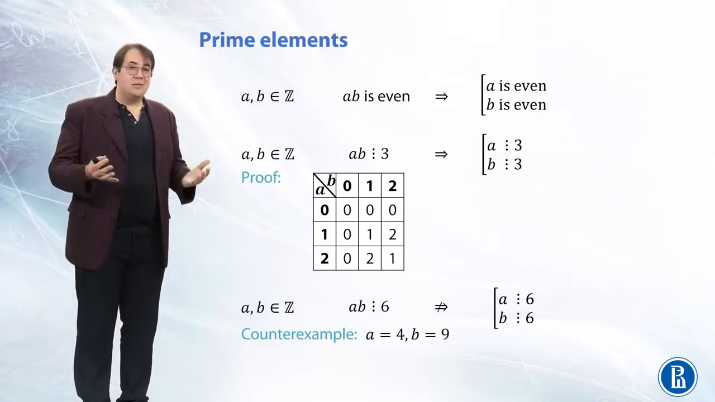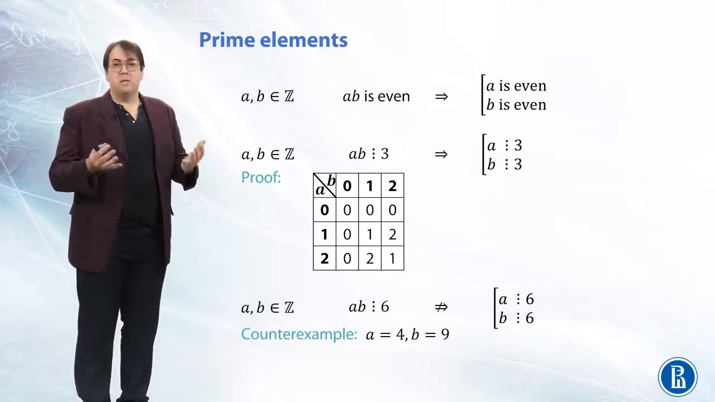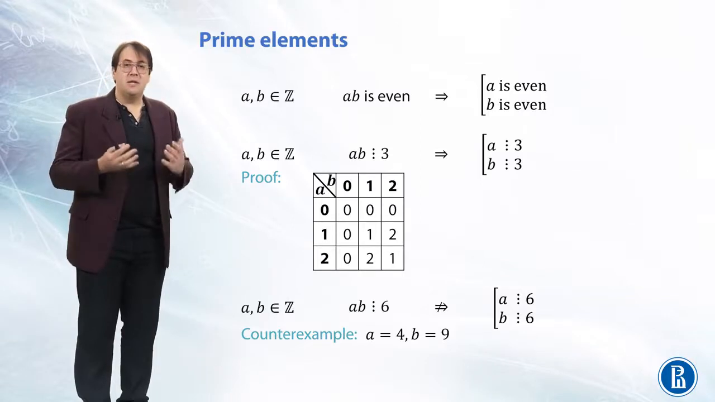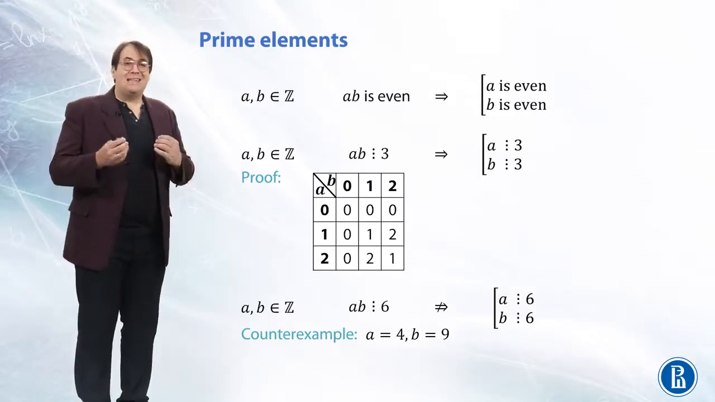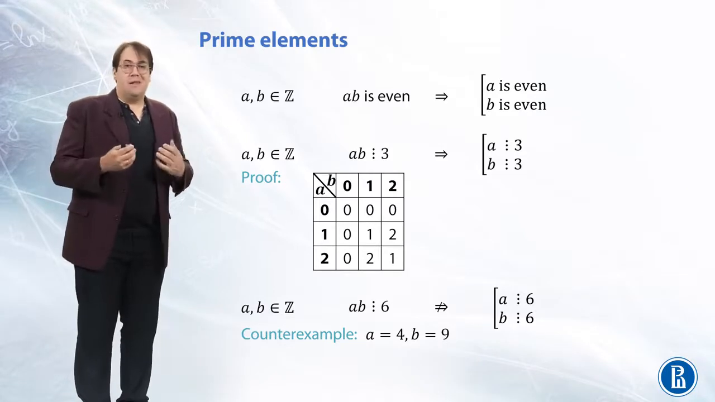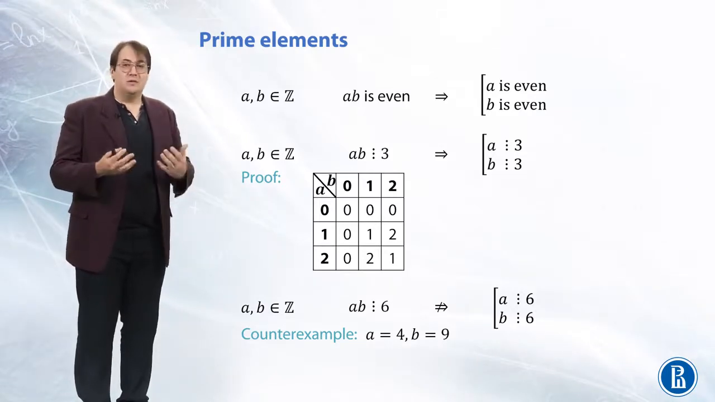So what is the difference between these cases? Well, the answer is being prime. Prime numbers, prime elements, are those elements that act like 2 or 3. And 6 is not prime.